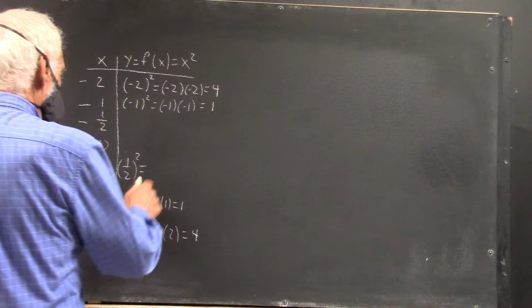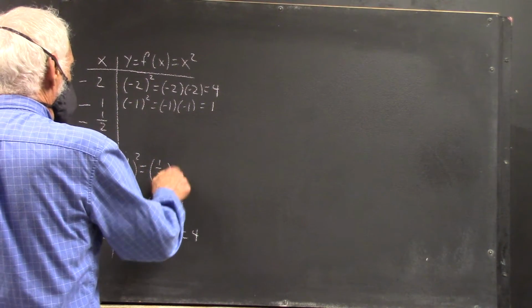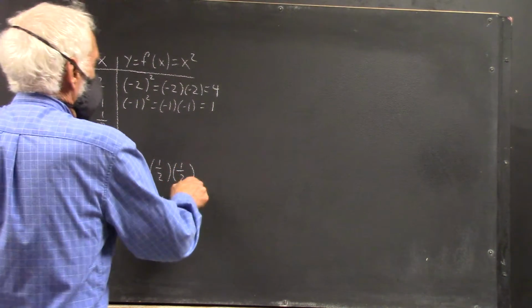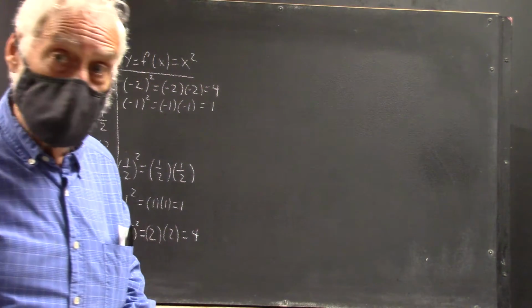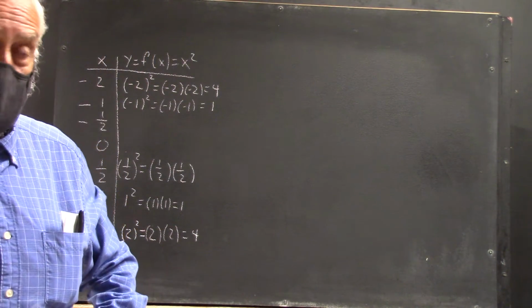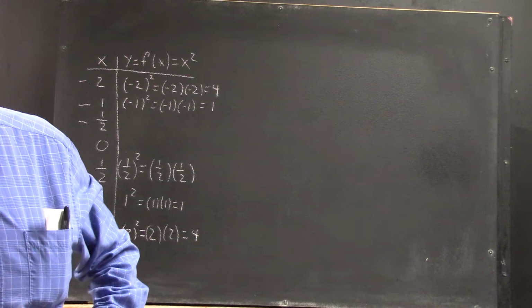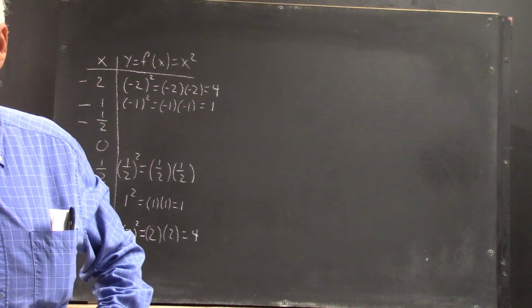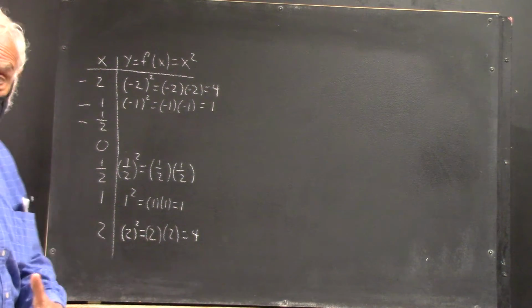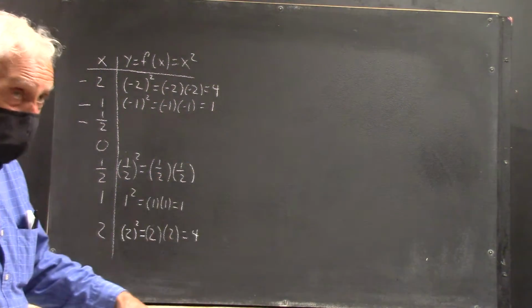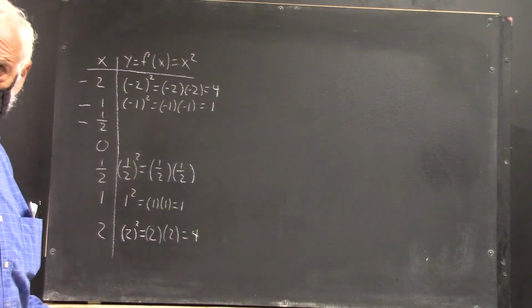So 1/2 squared is, of course, 1/2 times 1/2. Now, what's the rule for multiplying fractions? Well, you might confuse that with the rule for adding or subtracting fractions. Okay? Now, we've got to get that right. We've got to make sure we understand these rules from near the beginning.